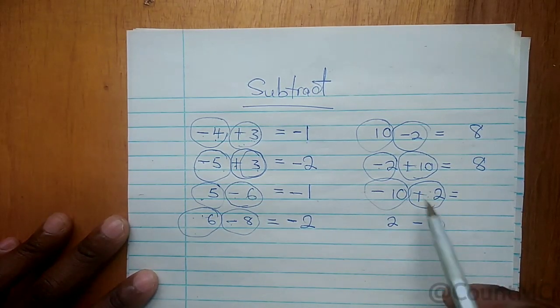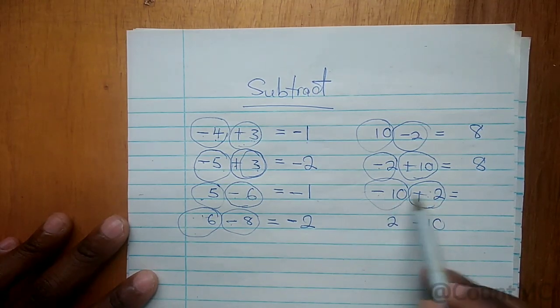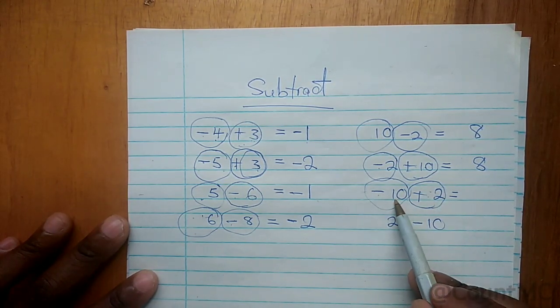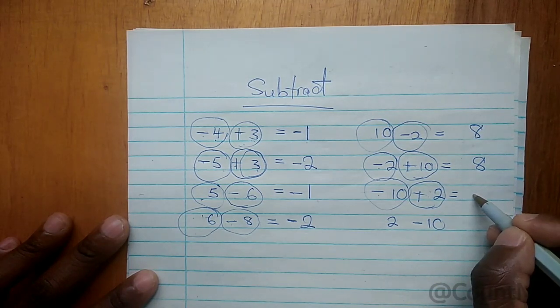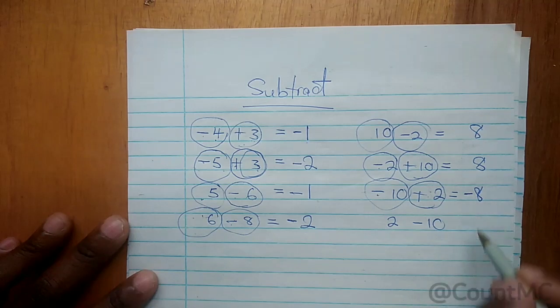The signs are different, so we are supposed to subtract. So we ignore these signs and you say big number minus small number. 10 minus 2, you get an 8. But what's the sign of the big number? It's minus.